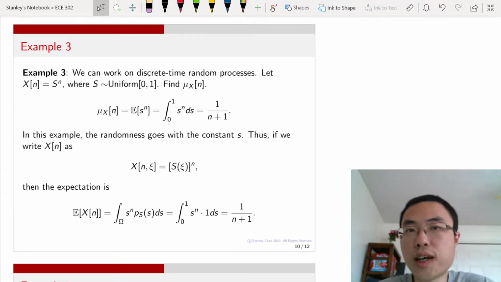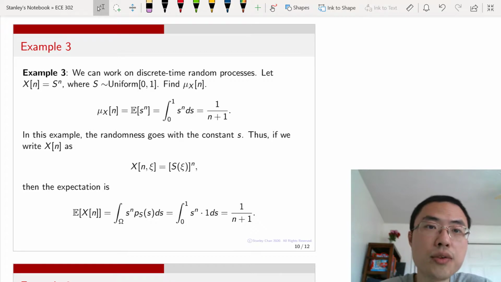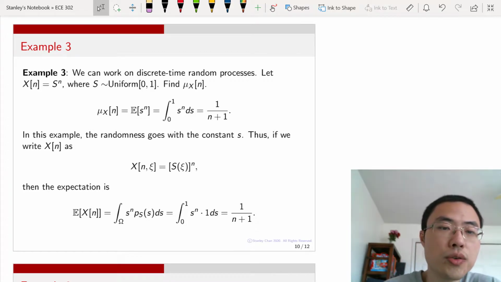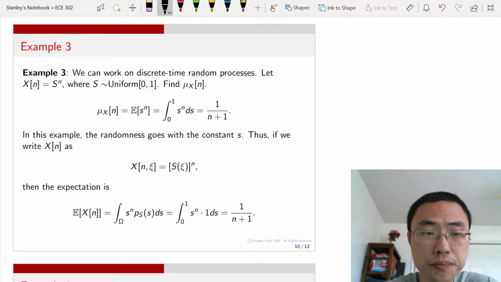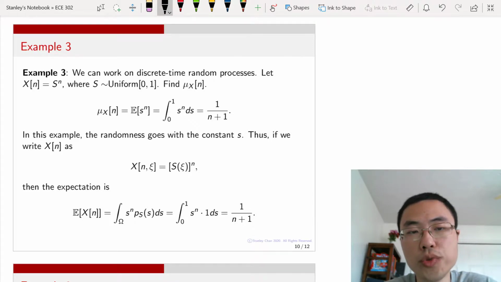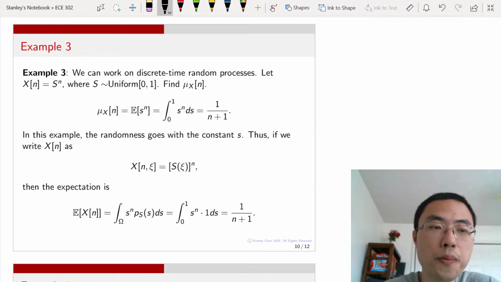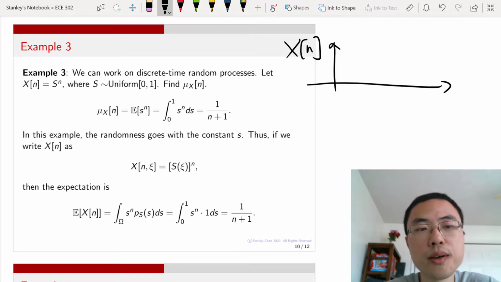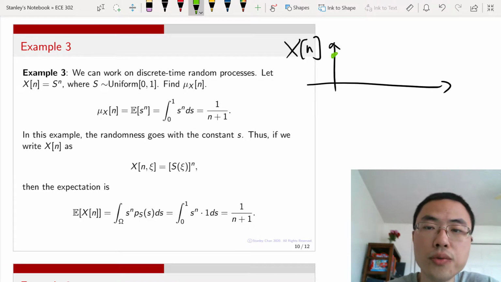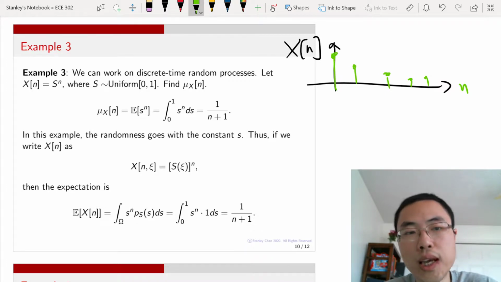Let us work on the third example to make sure that you really understand how to calculate the mean function. So let's say we have this discrete random process, and let this x of n equal s to the power n. And this s is a uniformly distributed random variable from 0 to 1. So how does this xn look like? This xn is a geometric series because s is a number between 0 and 1, and so you will have a decay function. As n grows, your s to the power n will decay.